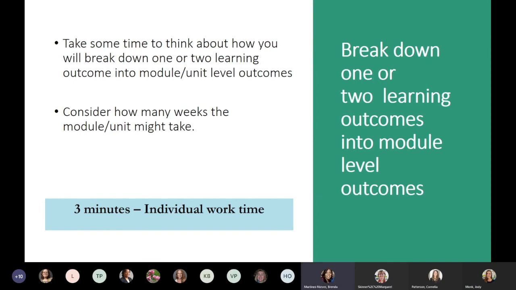I have a question. When it comes to the learning outcomes, are we talking about course learning outcomes, or are we talking about student learning? So we started with the course. Those terms can be quite interchangeable.